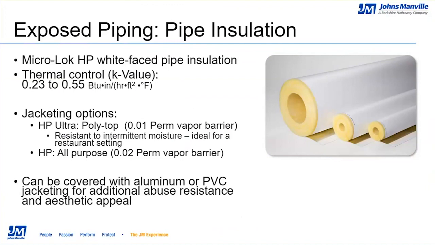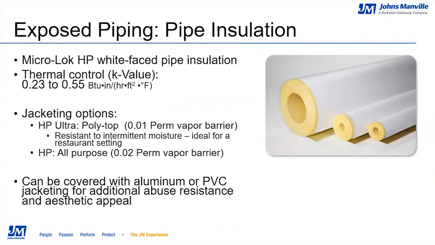Polytop, such as Microlock HP Ultra, has a 0.01 perm rating and is resistant to intermittent moisture, ideal for a restaurant setting and where wipe down may be necessary. Polytop, again, stands for polypropylene coated, and it is a crucial component that helps make the material more moisture resistant.